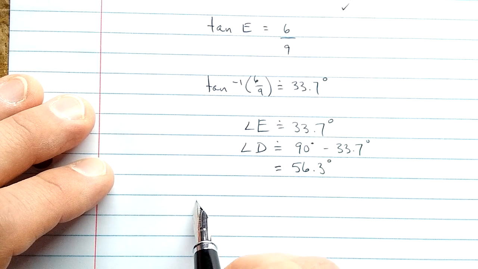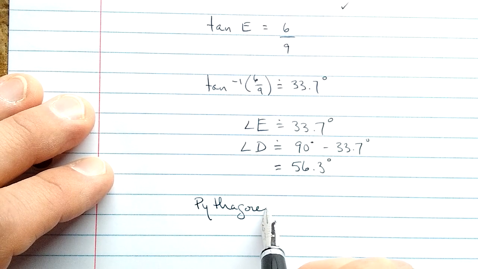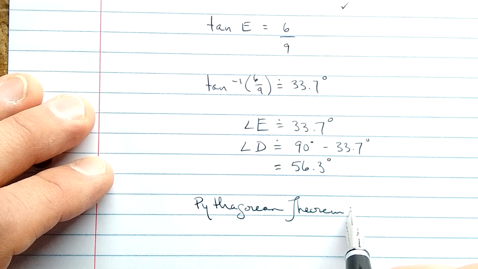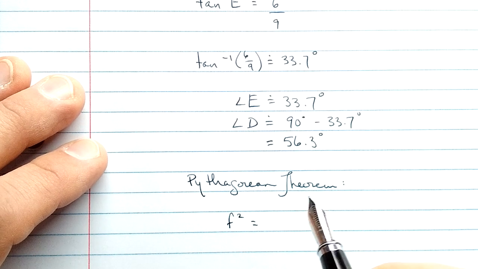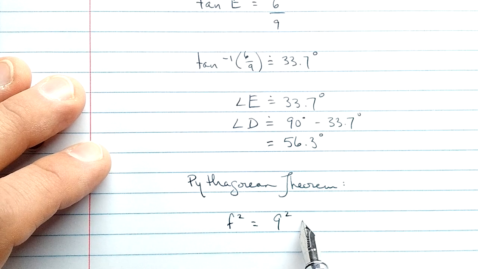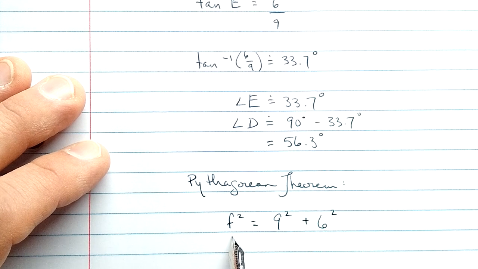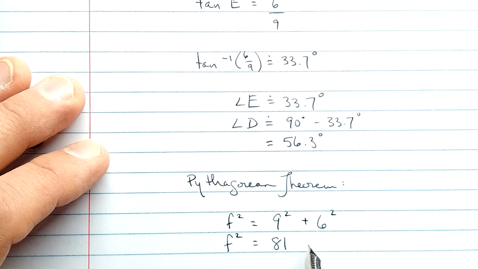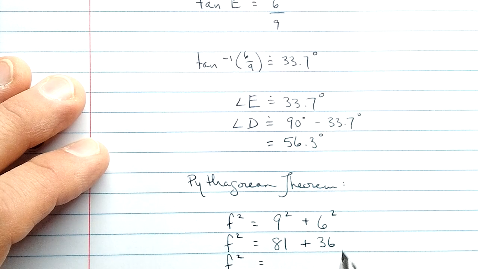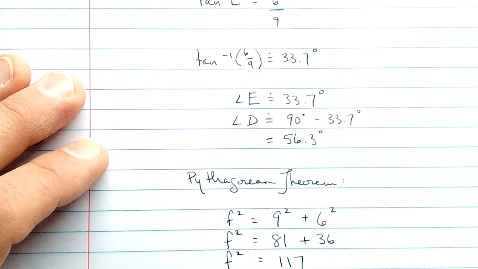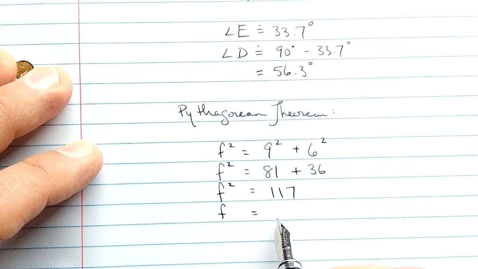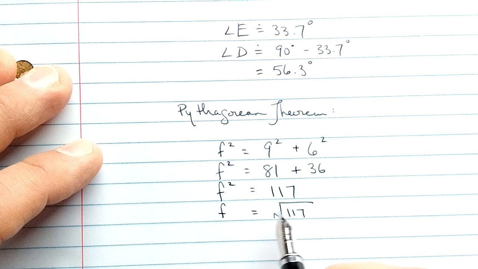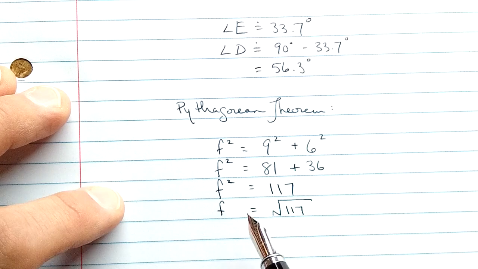So we know from the Pythagorean theorem that f squared is going to be d squared plus e squared. D squared is 9 squared, and e squared is 6 squared. So that's 81 plus 36. Looks like 117. Okay, that is an interesting number. So to find f, we're going to take the square root of 117. We don't need a plus or minus here since we know this is going to be a positive number f.